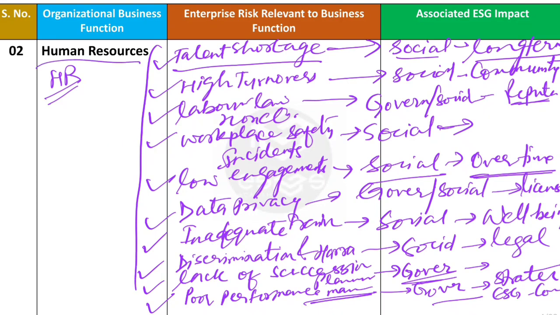So that's how we have discussed around 10 different risks associated with the human resource business function: talent shortage, high turnover, labor law non-compliances, workplace safety incidents, low engagement with employees, data privacy issues, inadequate training programs, discrimination and harassment cases, lack of succession planning, and poor performance management. So we have seen the associated ESG impact under the social and governance pillars.